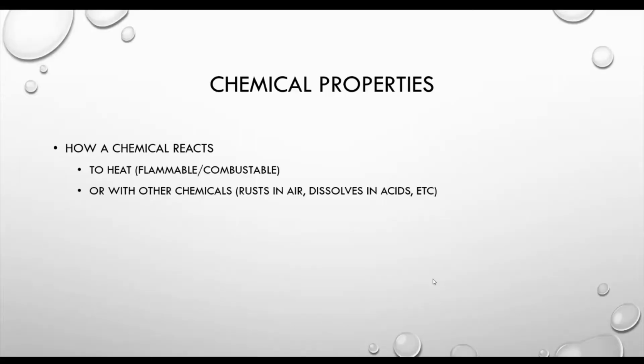The chemical properties of a material involve how it will react, either in response to energy changes like heat or with other chemicals. So we might describe whether something is flammable or combustible, or we might say when it is around air, it will rust, or when it is around acids, it will dissolve. Or we might describe acids as being corrosive. Those are all chemical properties, how they react.